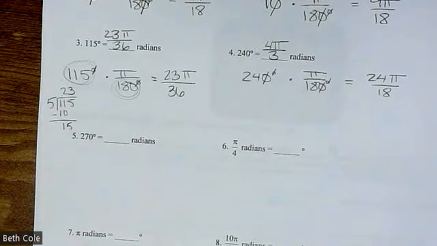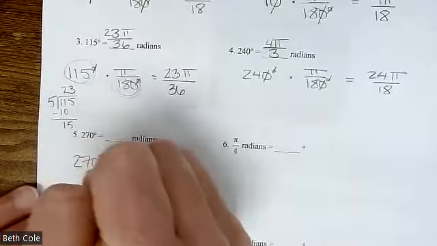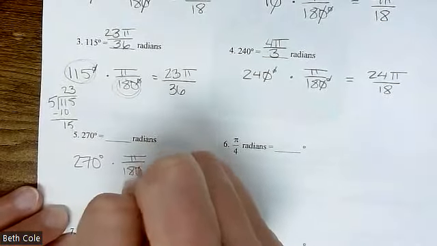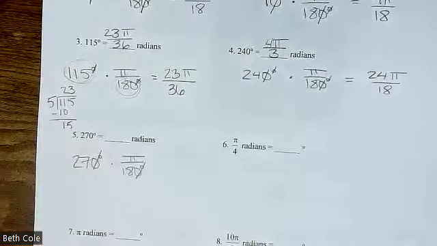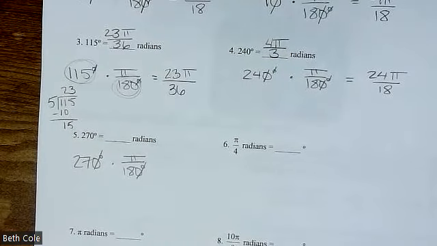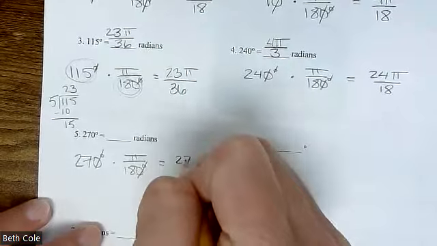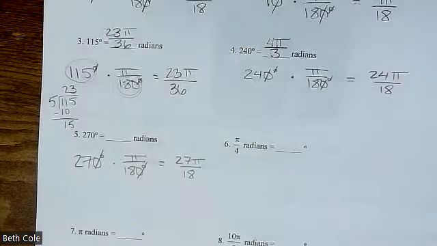Good job. All right, and then 270, again, I like that one because it ends with a 0. It's always easier when it ends with a 0 because you can just cancel those out. You get 27 pi over 18. Oh, wait, 9. Good. Well, they do divide by 3.